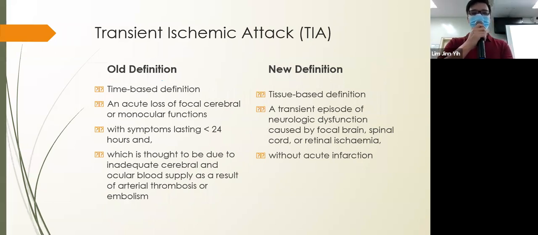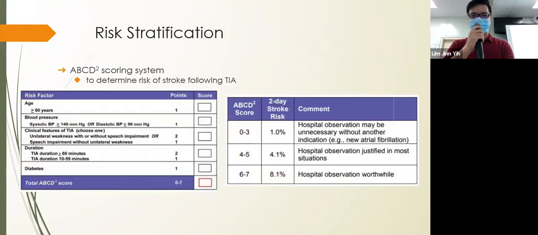Next, regarding TIA, transient ischemic attack. Before, we used a time-based definition where the symptoms resolve by themselves within less than 24 hours. But now we are using a new definition, which is tissue-based, because it is thought that although the symptoms resolve within 24 hours, there's a risk of permanent injury. So the tissue-based definition has no time limit for symptom resolution. It just mentions there's a dysfunction caused by ischemia, but there's no acute infarction.